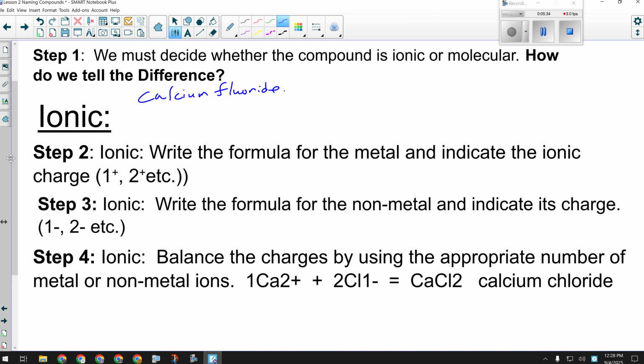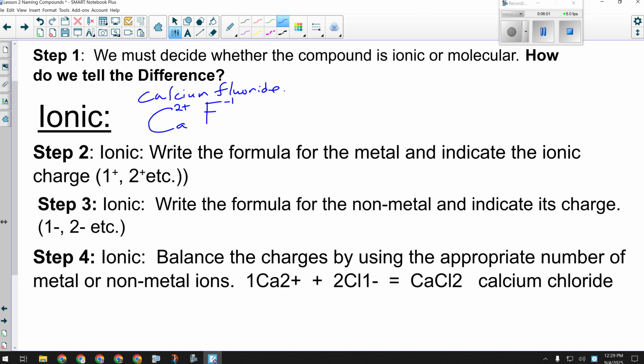Okay, so let's say I give you calcium fluoride. If I follow these steps, the first thing to do is to write the formula or symbol for calcium, Ca. Calcium's charge is 2 plus. Then I write the nonmetal, fluorine, symbol F. It's in group 17, so its charge is -1.